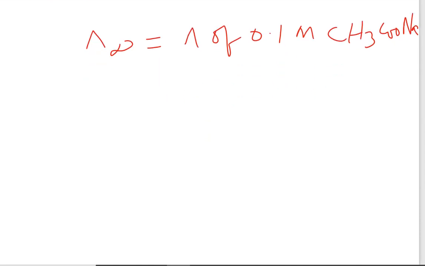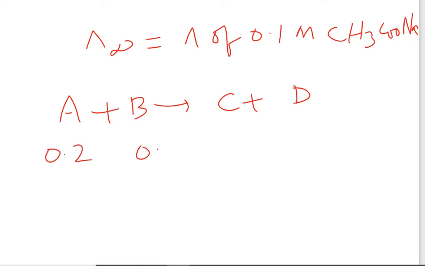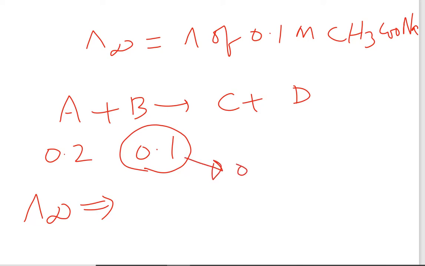For example, if A and B are not equimolar, what happens? Suppose NaOH is 0.2 and ethyl acetate is 0.1. Now you want to find lambda infinity. When we say 100% conversion, it means 100% conversion of the limiting reactant. The limiting reactant in this case is B. So this will consume 100%, so this goes to 0. So 0.1 molar B is all consumed, and A will also react 0.1, one to one, right?